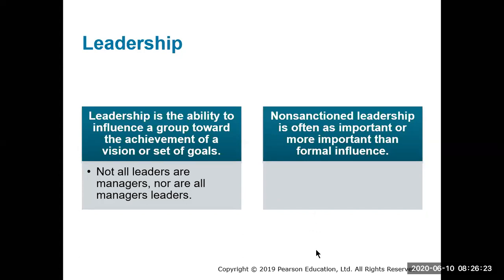Based on research, this non-sanctioned or informal leadership is as important as, or sometimes more important than, formal influence. So non-sanctioned leadership can influence better than a formally appointed leader, because it emerges within a group. So that's what we refer to as leadership.